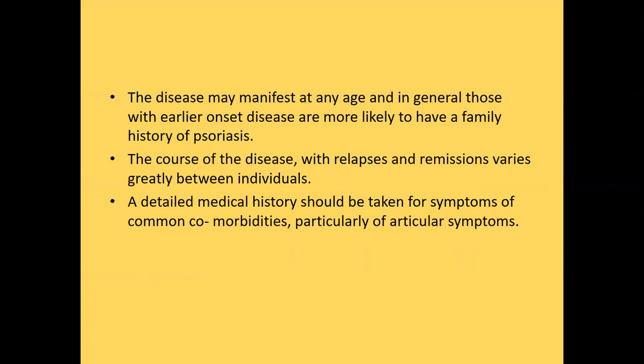Psoriasis may manifest at any age, and in general, those with earlier onset of disease are more likely to have a family history of psoriasis. The course of disease with relapses and remissions varies greatly between individuals. A detailed medical history should be taken for symptoms of common co-morbidities, particularly the articular symptoms.